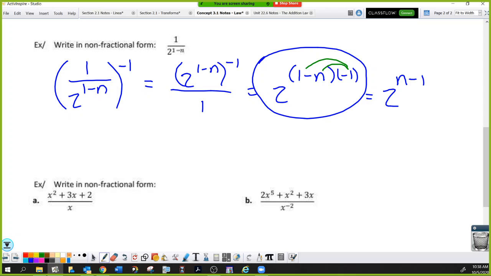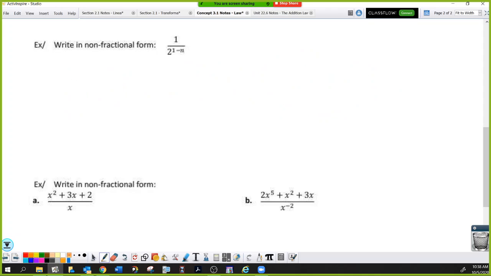So Patrick, yes? I put the 1 as 2 to the 0 and just subtracted. I don't know if that's also. So that's another way of doing it. So let's see. Let's do it like this. We could write it as 1 over, and this 2 to the 1 minus n could be written as 2 to the 1 times 2 to the minus n. Like that? Is that what you were saying?